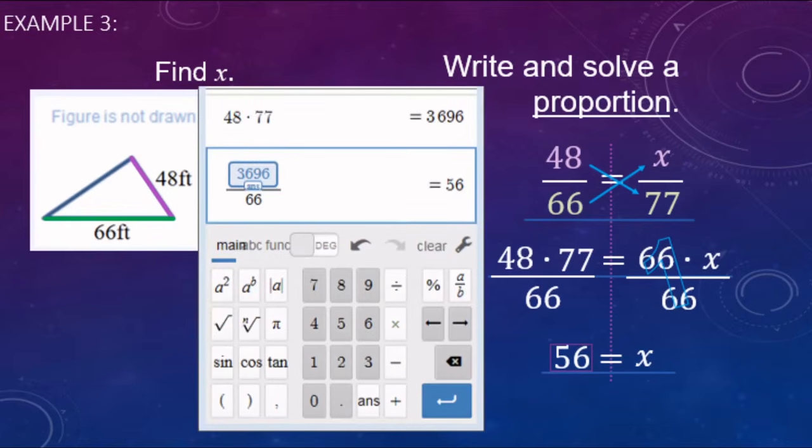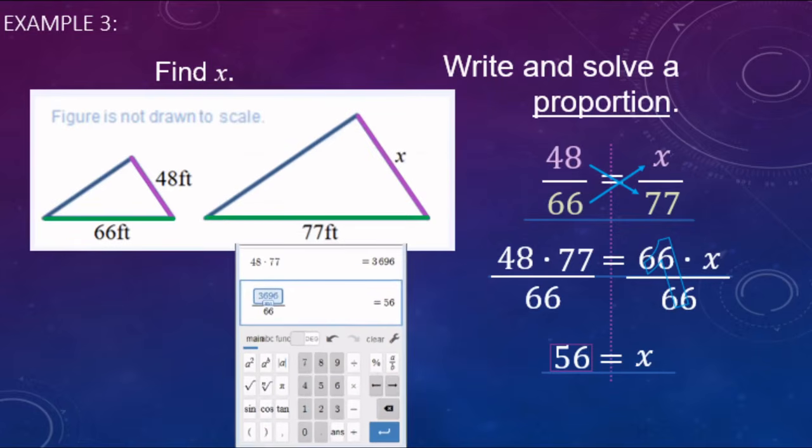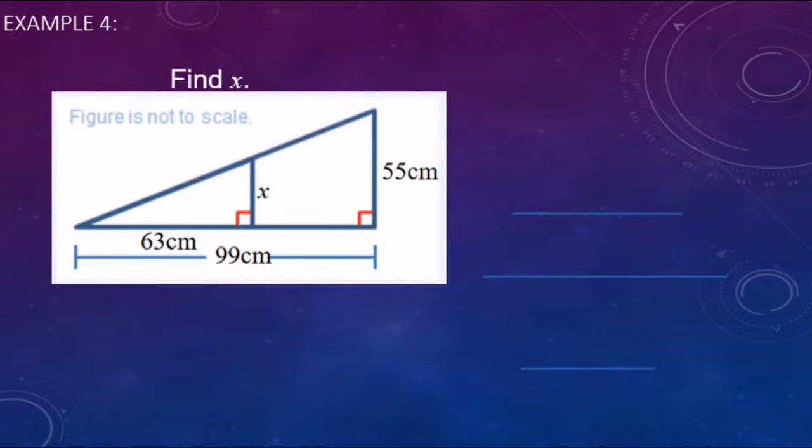Now, it is okay if you want to go ahead and use a calculator. You can totally do that. I got that shown on the screen as well. So there you go, solving using a proportion for a missing side length of similar triangles.